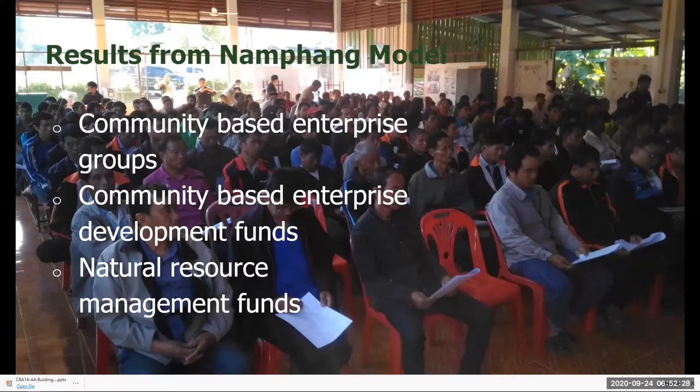Well, I think the success that we have got so far is that we have a number of community-based enterprise groups in the area. When we talk about community-based enterprise groups here, that relates to natural resource management. And then we have a fund to initiate more community-based enterprise, because they are local people. They don't have a big investment or capital. So the fund provides some kind of microcredit or loans for those who want to initiate community-based enterprise. Then we have a fund to manage our forest and natural resources in the area, so that helps us to maintain the activities under the Nampang model.